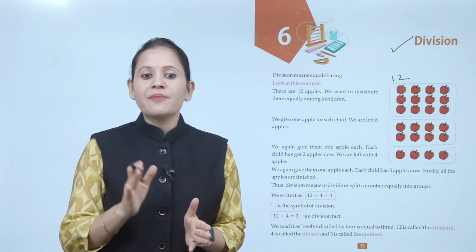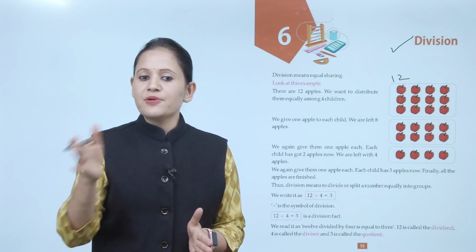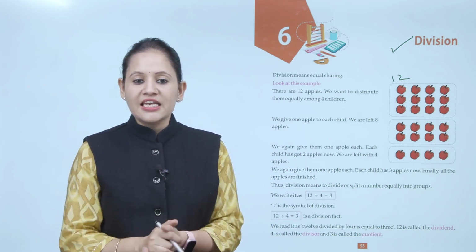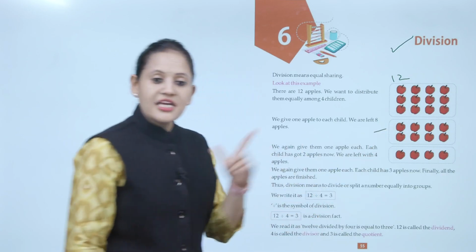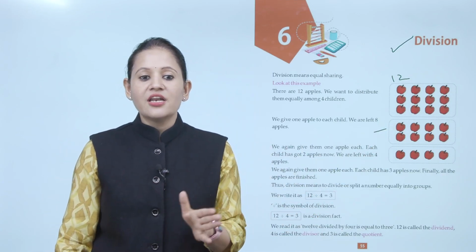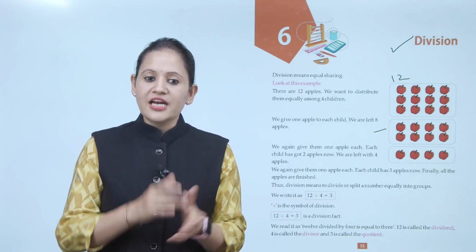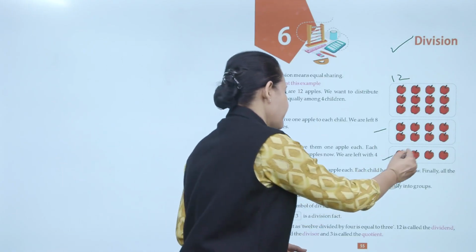So we'll give 1 apple to each child. First, what we'll do? First we'll give 1 apple to each child. Then 8 apples are left. Now again we'll give one apple more to each child. Now each child will get 2 apples. So we are left with 4 apples.